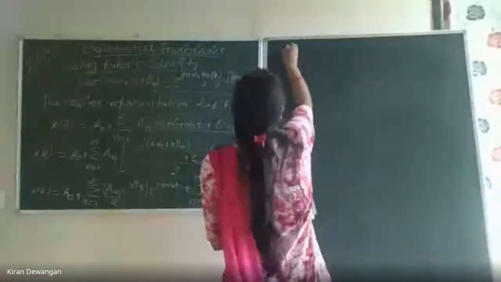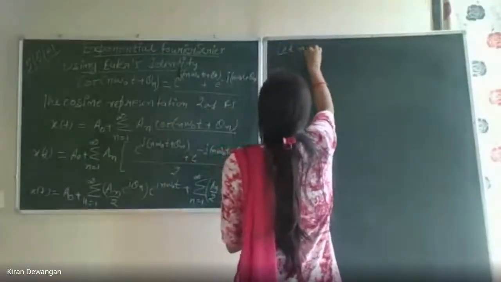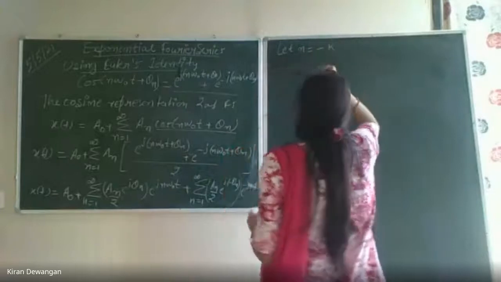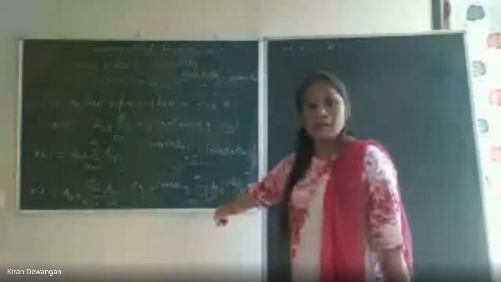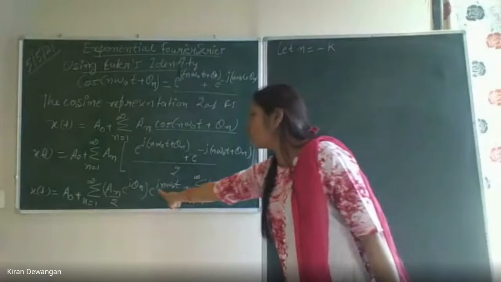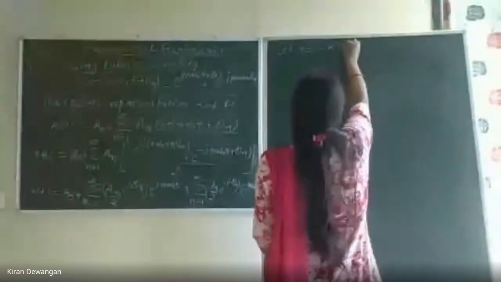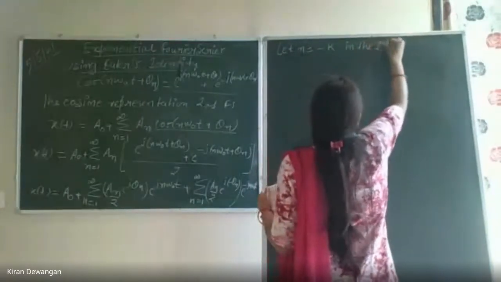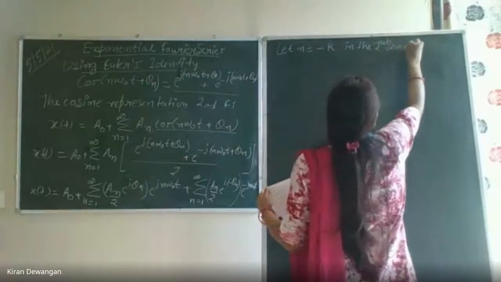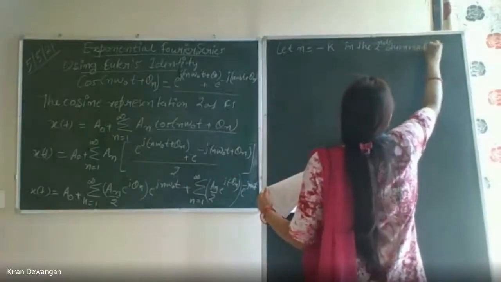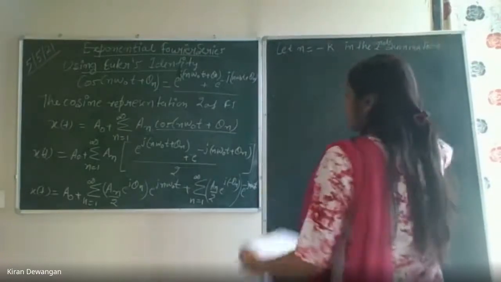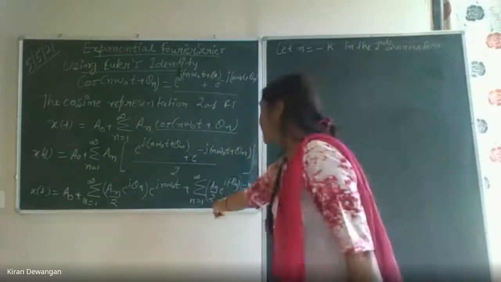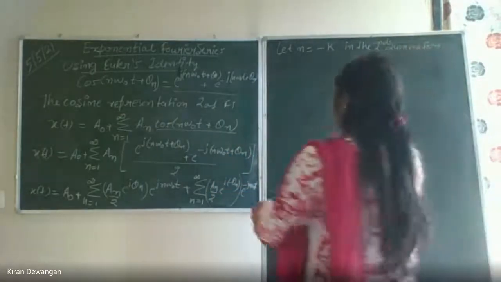Now what would be the next step? Let n equals to minus k. Here also I am having the terms of n. Here also I am having the terms of n. Now I am making n equals to minus k in the second summation only. Okay, so I am taking n equals to minus k for second summation only. How it will be now?